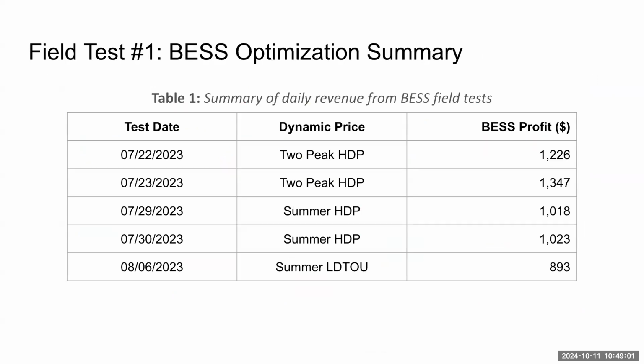And here's a summary. We did experiments on 5 days last summer, and then looked at these different price curves, and this was the profit that we would have obtained if those prices were in existence. Of course, we didn't make that money because those prices are not real. They're just future plans, but this is how much money we could have made at that time.